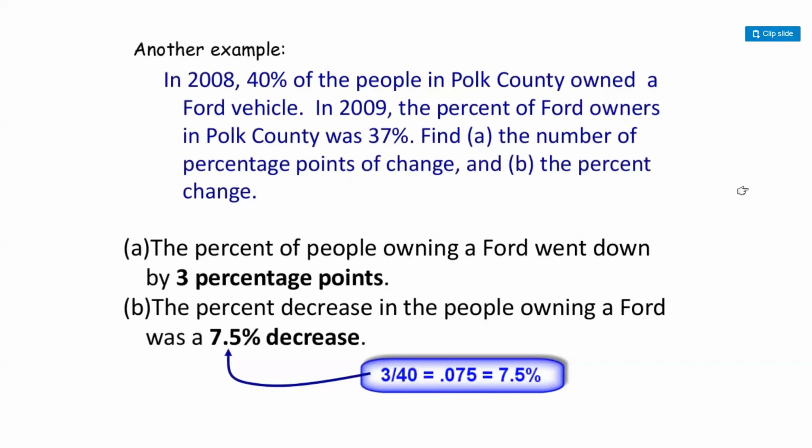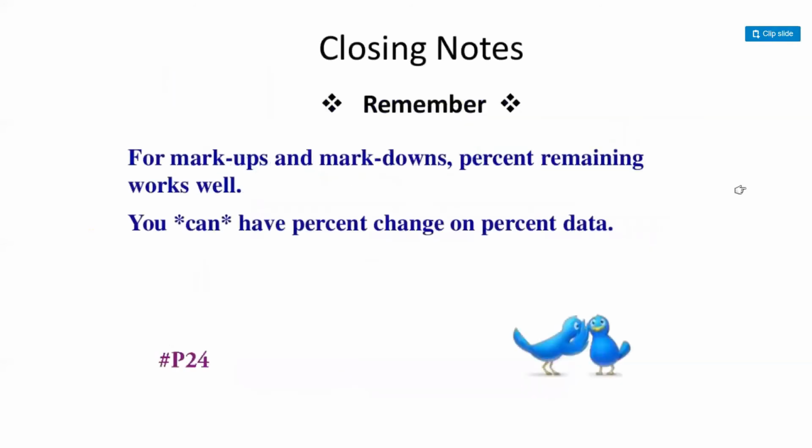However, to calculate the percent change, we take change over original, 3 over 40. 3 divided by 40 is 0.075, which is 7.5%. So the percent decrease in people owning a Ford was 7.5%.